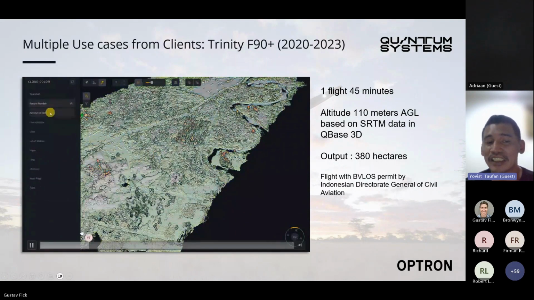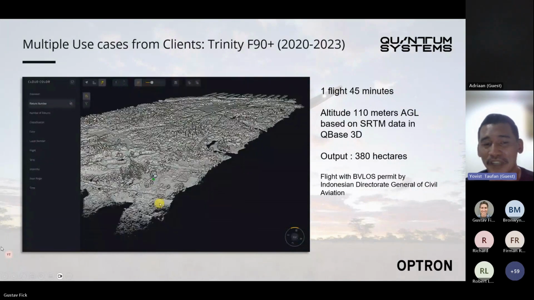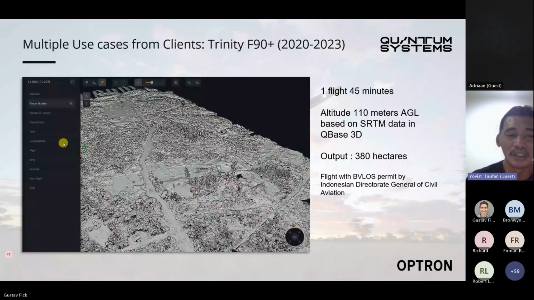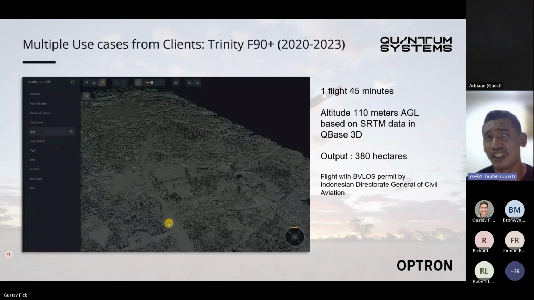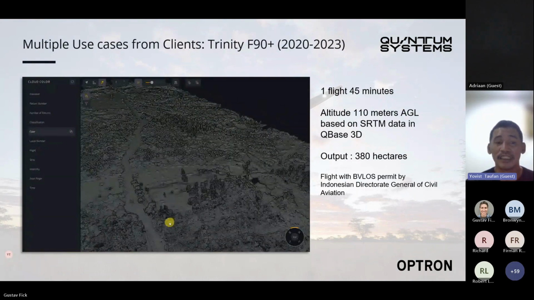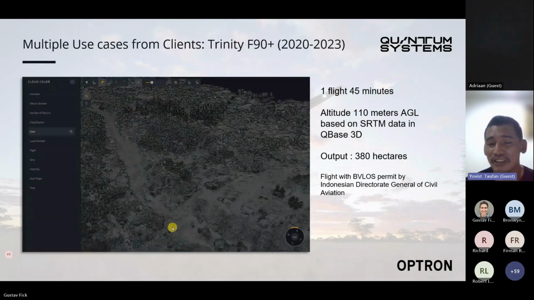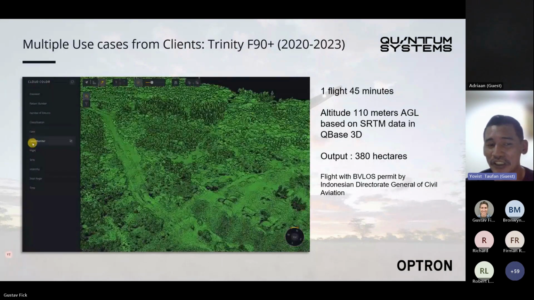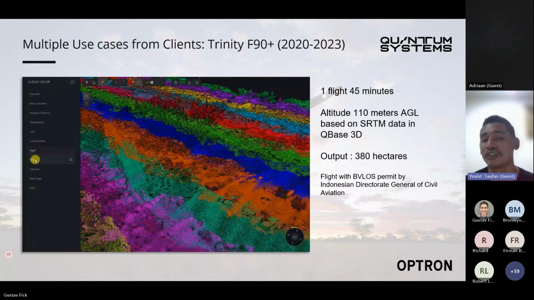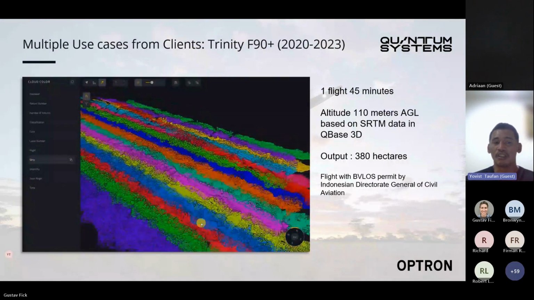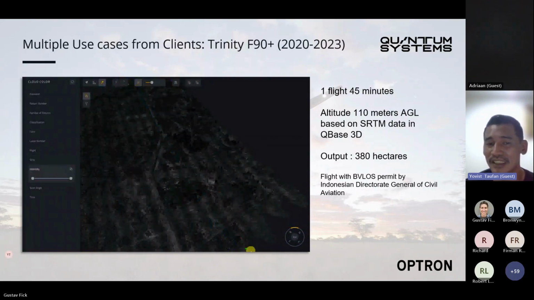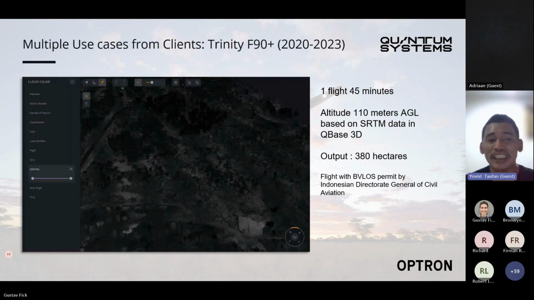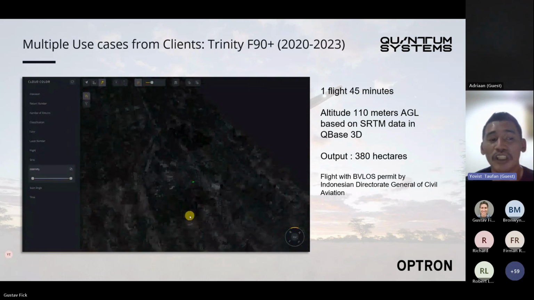This LiDAR sensor can scan 380 hectares in a 45-minute flight, and with 0.4 meters square at an altitude of 110 meters, we get 90 or 80 points per meter square. And the data is still number one in quality in Indonesia, according to experts in the geometric faculty that we asked to make an independent comparison with all other products. Combined with flight safety, flight analysis in QBase and terrain following based on updated DEM data, Trinity F90+ is used by our mining client to do LiDAR scanning for wide area and long range missions.